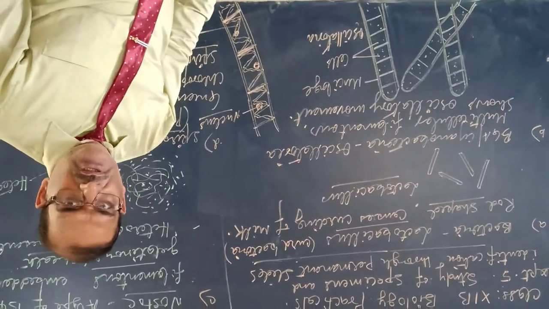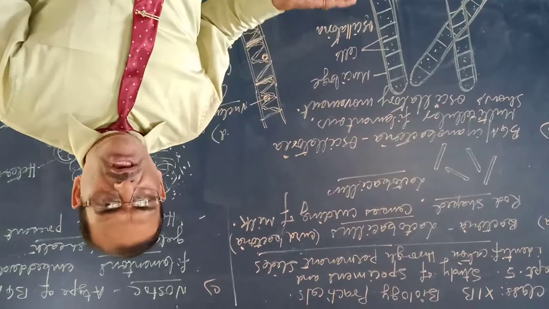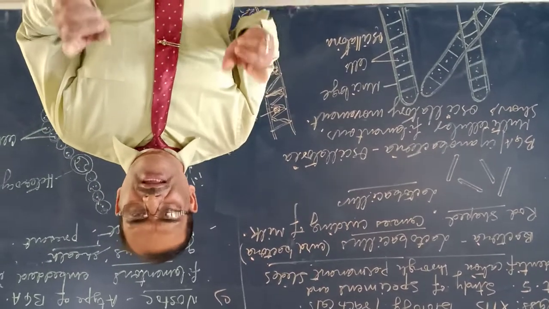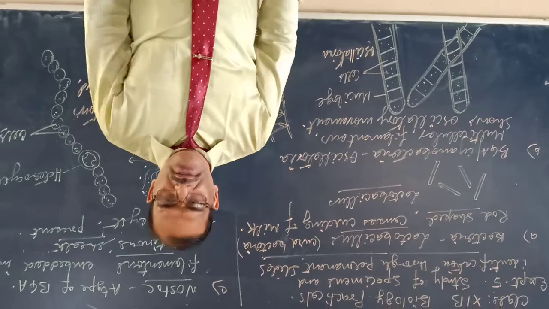Labeled diagram should be there. For each and every slide or specimen, you have to write the comment on the root sheet and the diagram on the white sheet. Okay?